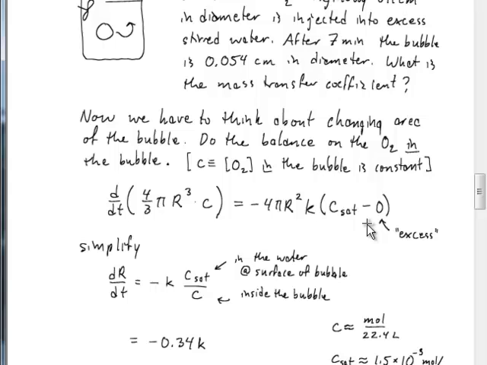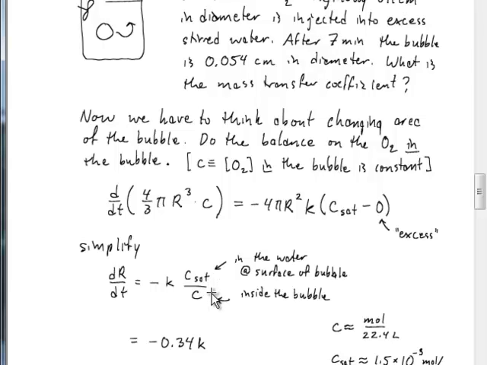This is a remarkably simple equation, right? I've got all constants on this side of the equation. C is a constant. All of this stuff is constants. The 4 pi r squared that will result from taking this derivative will cancel with the one over there and leave me with dr/dt equals minus K C_sat over C.